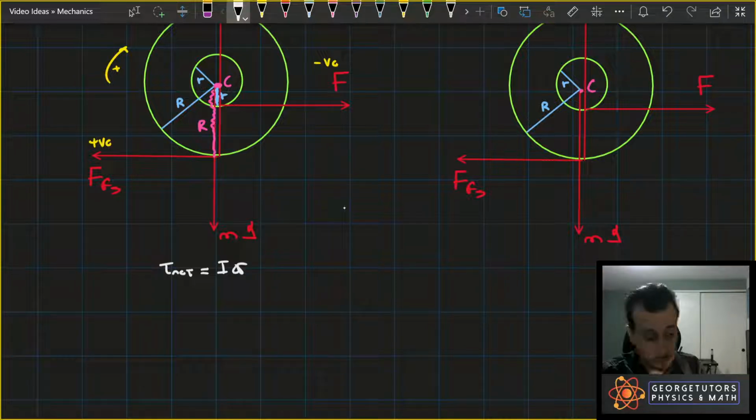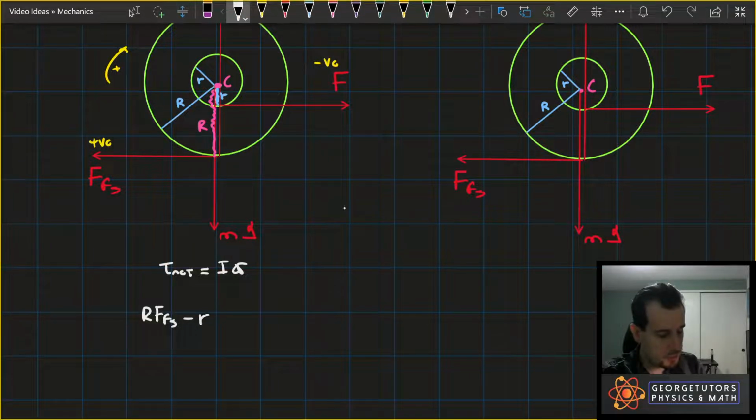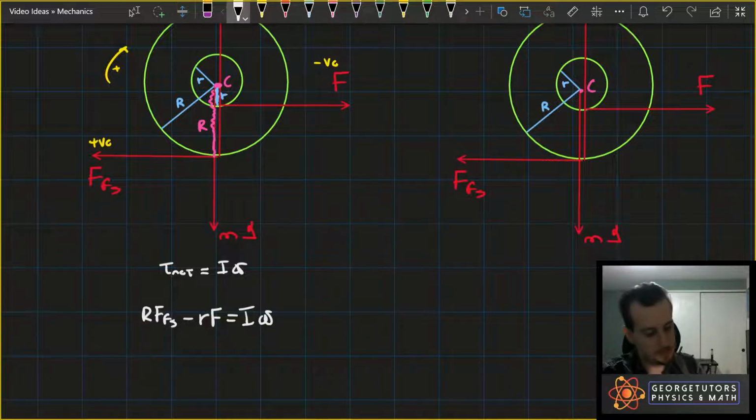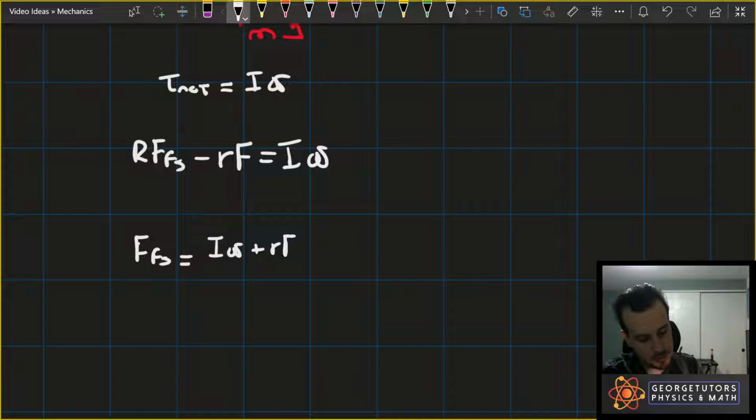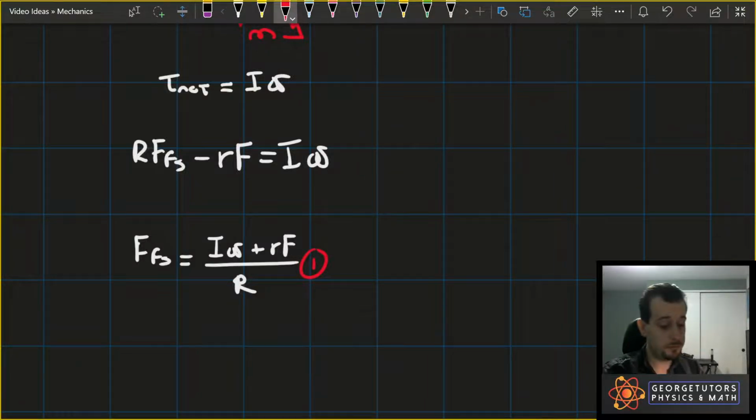So overall, when we write down our actual equation for Newton's second law in the angular world, tau net is equal to I alpha. Tau net here is going to be this torque, which we said is the moment arm times the static friction, and it's positive. We're going to take away the torque from this force, which is its moment arm, little r, times that force. This is going to be equal to I alpha. Now, I can go ahead and isolate for static friction, and this will leave me here with I alpha plus r times F, divided by capital R. This is what I'm going to get. This is going to be my first equation for static friction.